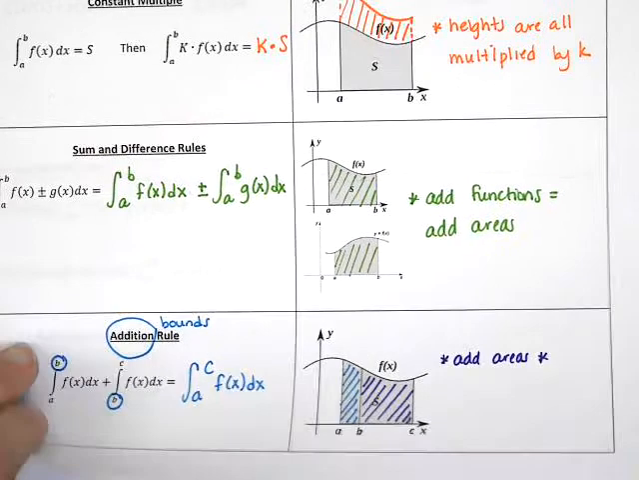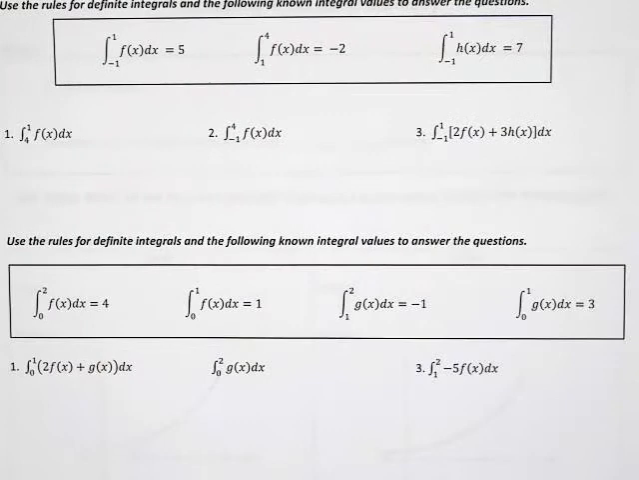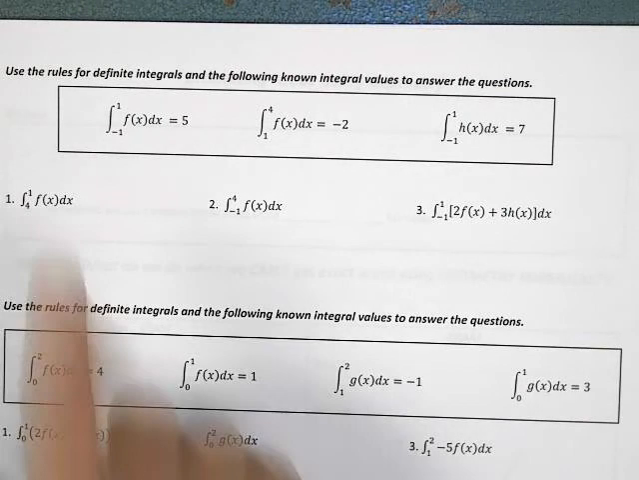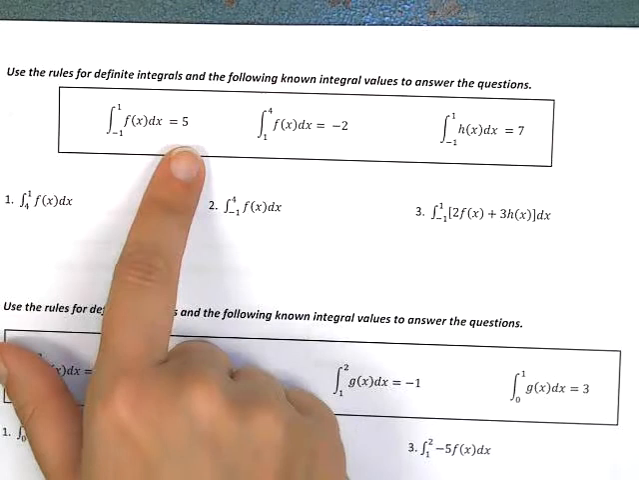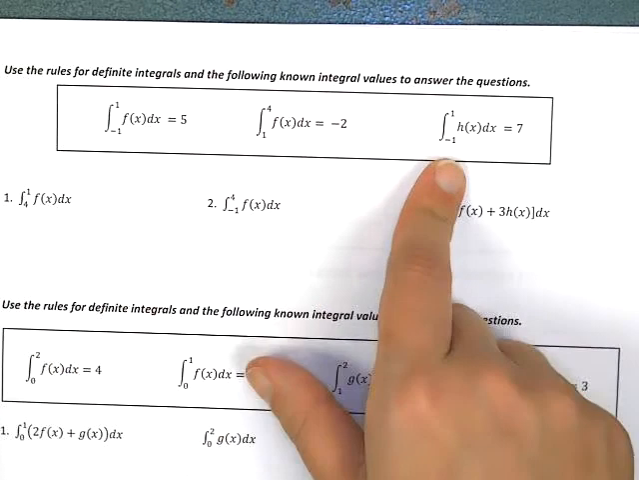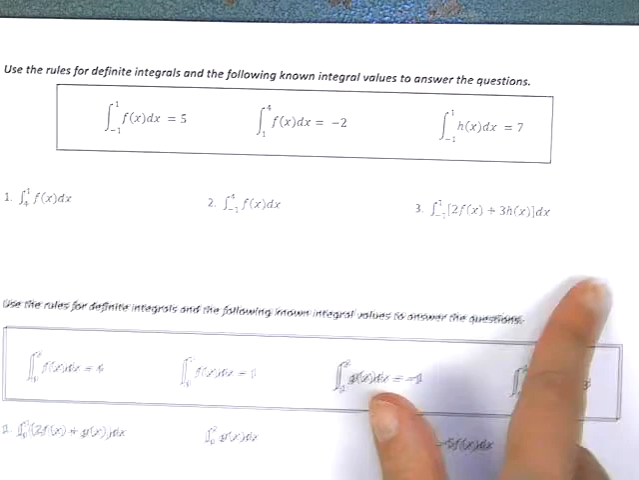All right, let's look at how some of these properties are used. An example of a problem you might see with this is: the directions say use the rules for definite integrals and the following known integral values. In other words, you know that these are the answers that you get when you do these integrals, but you don't know the graph, you don't know the function. We just know that the integral from -1 to 1 is 5. We know that the integral from 1 to 4 is -2, and we know that the integral from -1 to 1 is 7. If you know that, can you answer these questions?